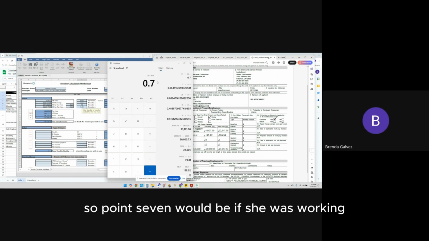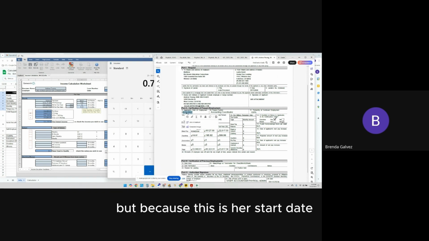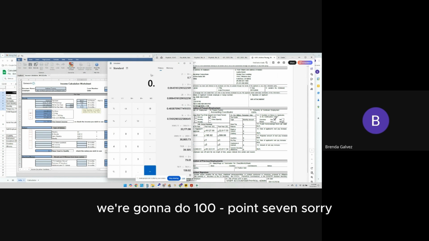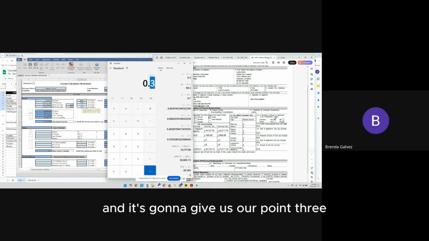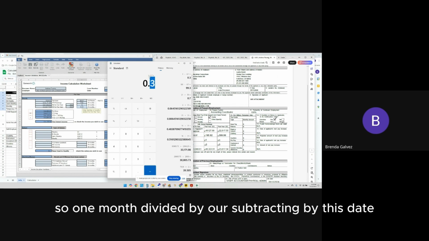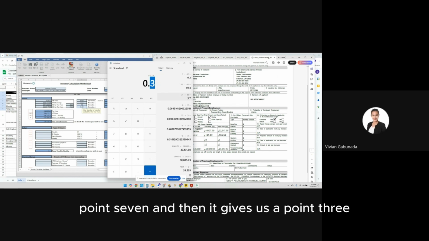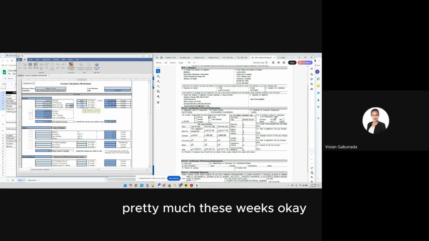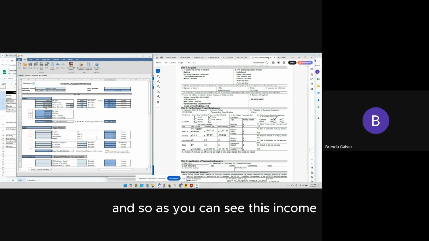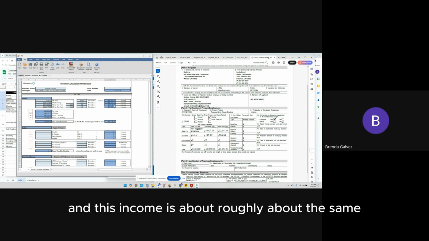So 0.7 would be if this was her end pay period, but because this is her start date, we're going to do 1 minus 0.7, and it's going to give us our 0.3. So 1 month subtracting this date, 0.7, gives us 0.3. So that means she got paid for 0.3 of the month, pretty much. And as you can see, this income and this income are roughly about the same.